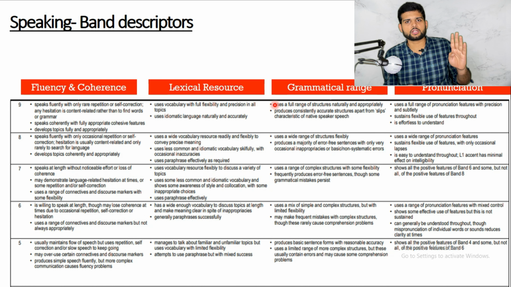You keep it noted. Okay, grammatical range: uses complex structures with some flexibility. Frequently produces error-free sentences though some grammatical mistakes persist. Yes, there will be some grammatical mistakes. And as far as pronunciation is concerned, shows all the positive features of band 6 and some, but not all, of the positive features of band 8. See, now band 6, what it says: uses a range of pronunciation features with mixed control, shows some effective use of features but this is not sustained, can generally be understood throughout, though mispronunciation of individual words or sounds reduces clarity at times, right?